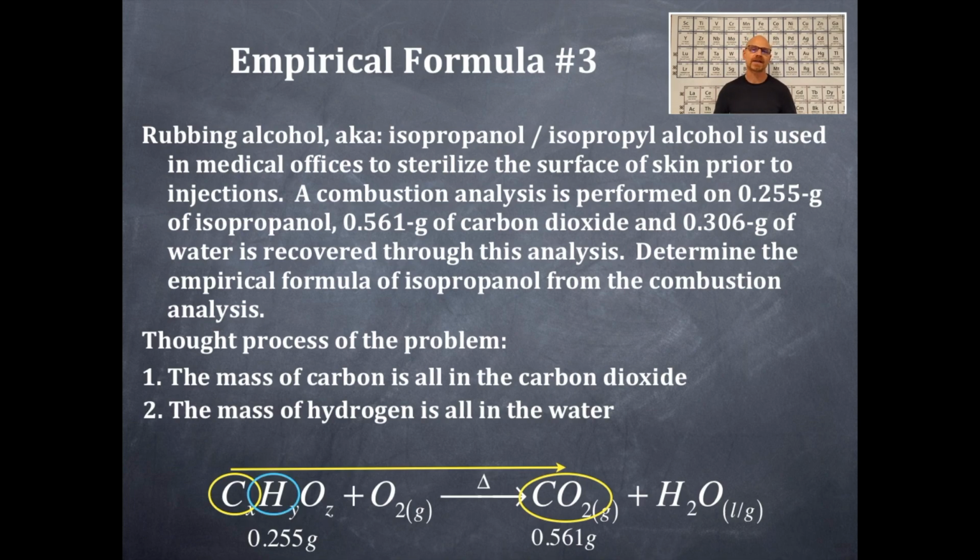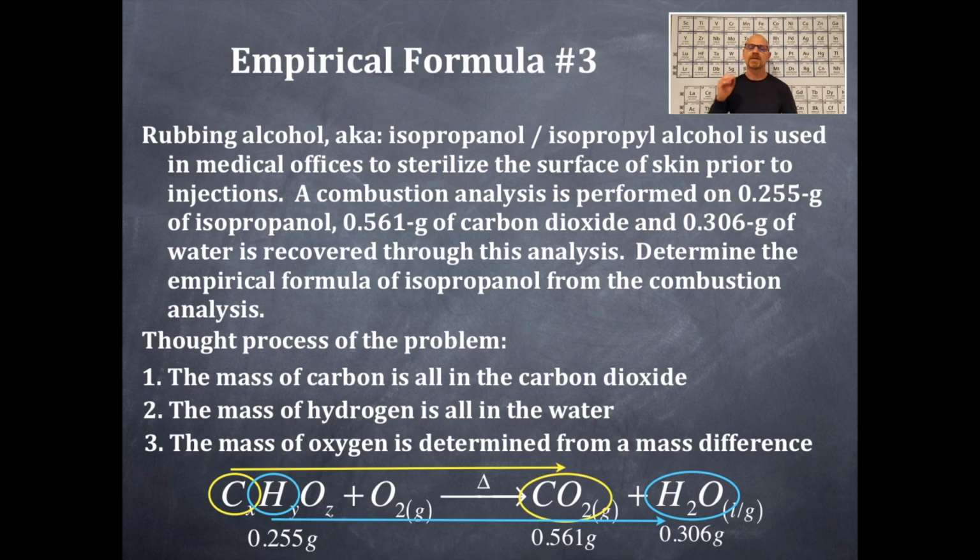Number two, the mass of the hydrogen is all in the water. So here's the hydrogen in the isopropanol, and all of this hydrogen goes to the water because there's no hydrogen in carbon dioxide. So how much hydrogen do I have in the water? Well, I have 0.306 grams of water, and I need to figure out how much hydrogen I have from that. Then, the mass of the oxygen is determined from a mass difference. Now, remember the key words there are mass difference, and that's a subtraction problem. I have the total mass of 0.255 grams of the complete isopropanol reactant, and I'm going to figure out how many grams of hydrogen, how many grams of carbon, and then from that, I will get a mass of oxygen.